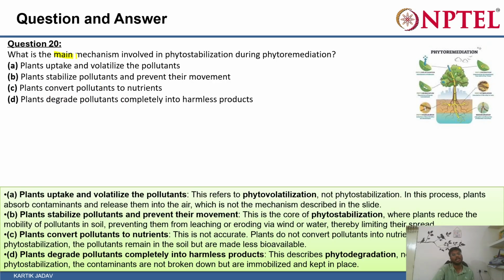Question number 20. What is the main mechanism involved in phytostabilization during phytoremediation? One option says that during phytostabilization the plants uptake and volatilize the pollutants. That is generally referred to as phytovolatilization, not phytostabilization. But in case of phytostabilization, plants stabilize the pollutants and prevent their movement, so this is the correct option. While plants converting the pollutants to nutrients is not accurate, there is no process like that. And plants degrading the pollutants completely into harmless products comes under phytodegradation, by certain bacteria. So correct answer is option B.